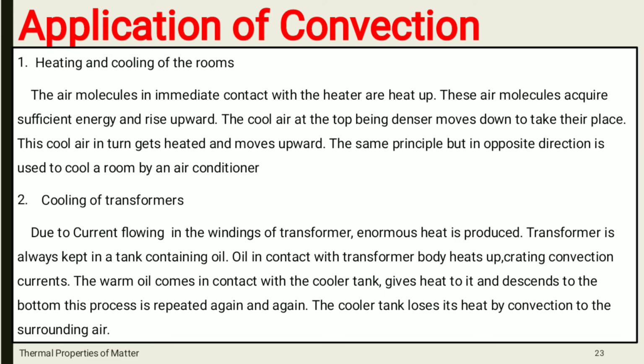We can decrease the temperature of the oil by cooling tanks. The warm oil gives heat to the cooling tank, and the oil which is cooled comes down near the transformer, and this process repeats again and again. The cooler tank loses its heat by convection to the surrounding air. And this is all about the applications of convection.